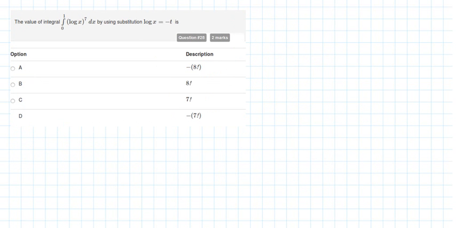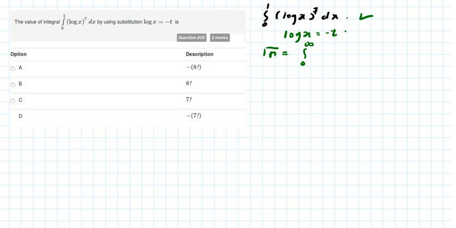Next question. To find the value for the integration 0 to 1 log x raised to 7 dx, and the substitution is given. The substitution is log x is equal to minus t. Okay, so we'll try and convert this given integration into the gamma function. We know the definition for gamma function: gamma n equal to integration 0 to infinity e raised to minus t, t raised to n minus 1 dt.